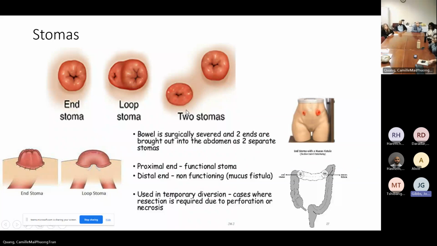You can also have an ileostomy, which is of the ileum, or a colostomy, which is of the colon. And then you can further have descriptors of ascending colostomy or descending colostomy based off of what part of the colon it is. What's a mucus fistula? It's where you have a long segment like this that you want to decompress. So it's an ostomy, no stool is coming out of it, but it's an opening.